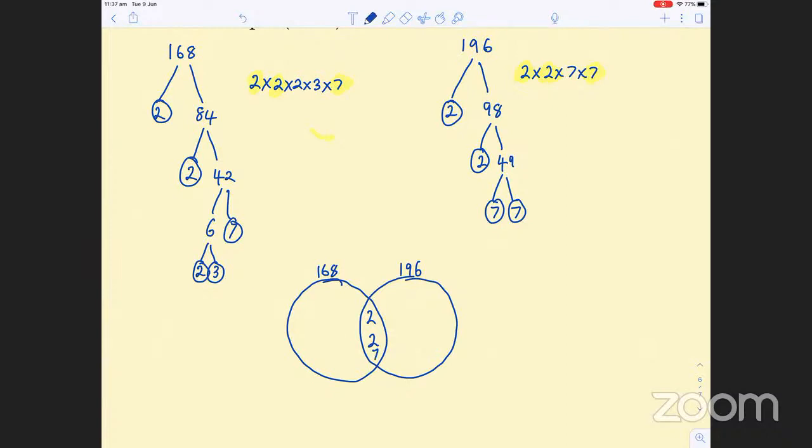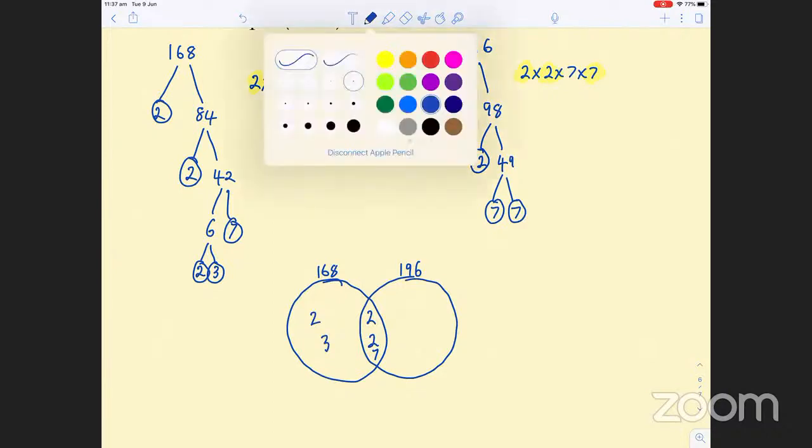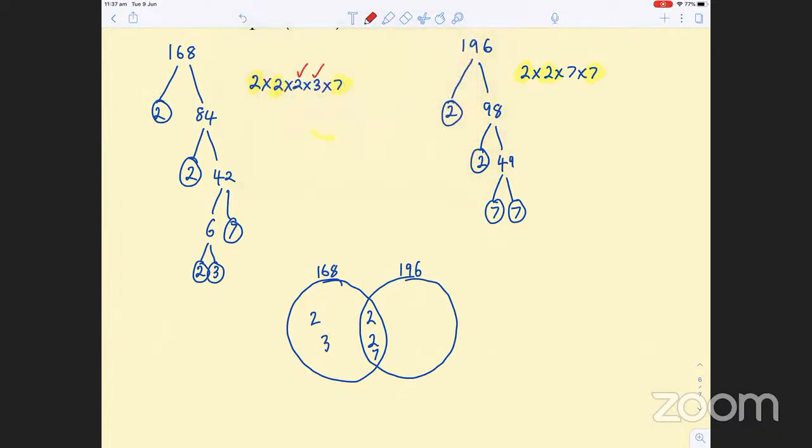There is nothing left that's now in both of them, so I can finish this Venn diagram off. If I look at the 168 circle, I've got a 2 and a 3 left that I need to put in. As you can see, as I'm going through this, I am ticking off the ones that I've used. That's really important. And then in the 196 circle, I've just got this 7, which I'm going to put here. Okay, so let's just check to make sure we've done this right.